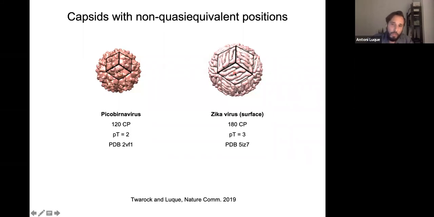And the same happened with Zika virus, which got very popular in the last 5 years because we had another pandemic going on. It has 180 proteins, and it was classified as a pseudo T3. But when you look closely, what occurs is it forms these dimers, and then you have 3 dimers here together. They don't follow quasi-equivalent positions. So it's something that actually doesn't really resemble the Caspar code. So that's what we proposed recently.